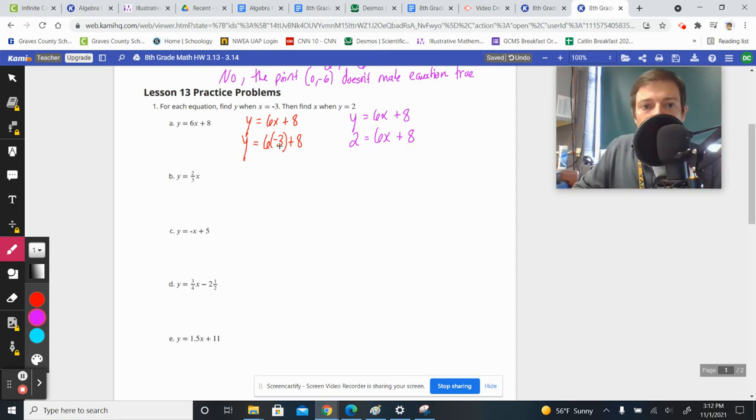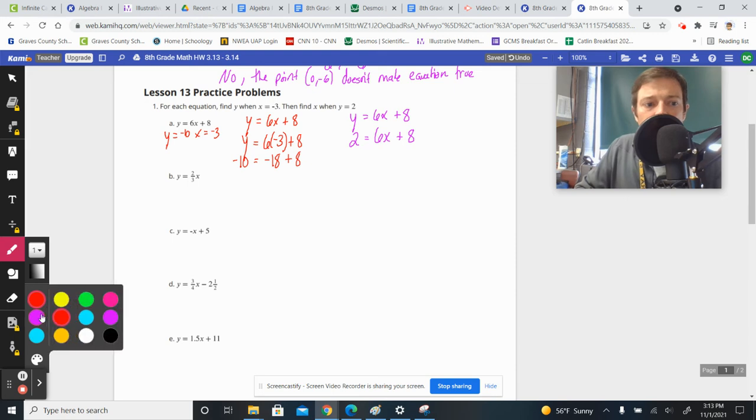So over here on the side, we've got -18 for their product. And when we add -18 and 8, we actually go back up towards 0 and get -10. So for the first one, we're going to have y equals -10 when x equals -3.